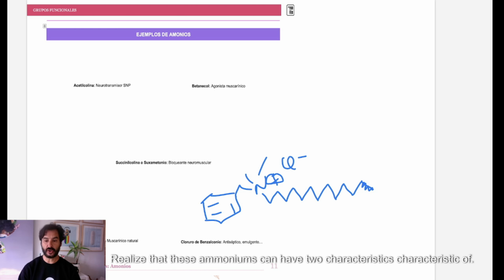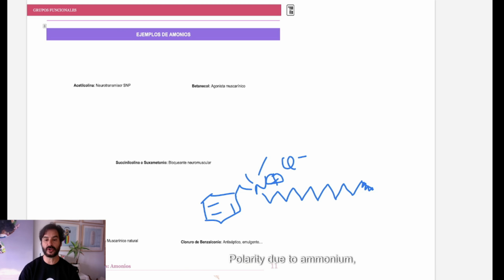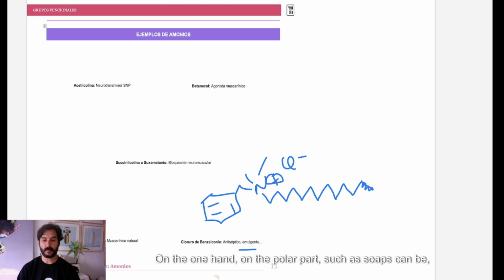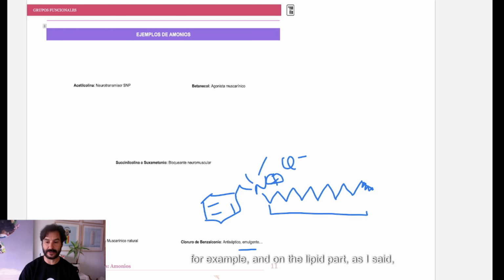Realize that these ammoniums can have two characteristics: polarity due to the ammonium, depending on the groups you have, and lipophilicity due to others. Therefore, it can be used as an emulsifier and has amphiphilic characteristics. On the one hand, there is the polar part, as in soaps, and on the lipid part, as I said, a chain of 12, in this case dodecyl.